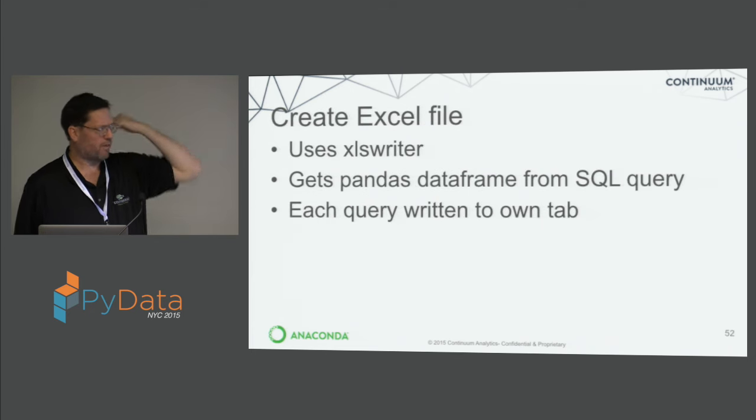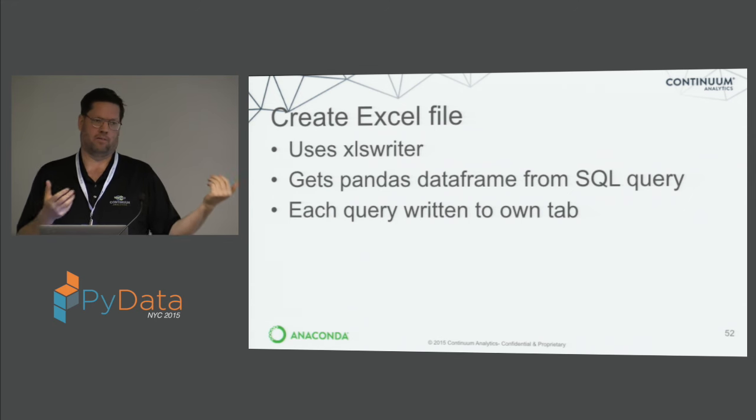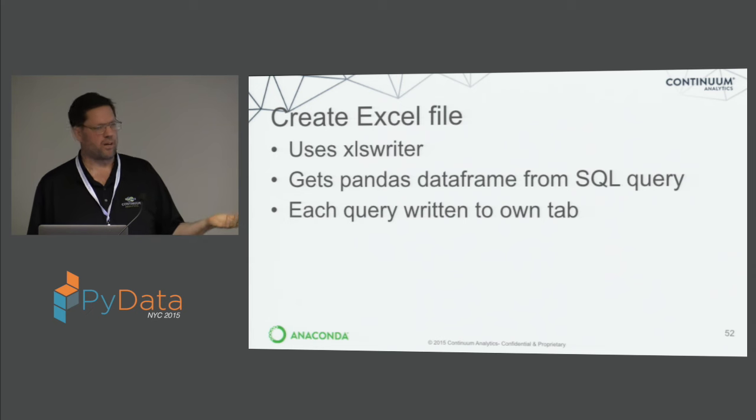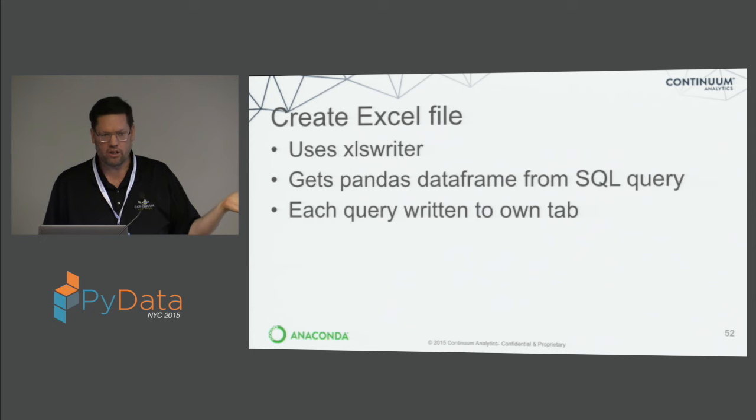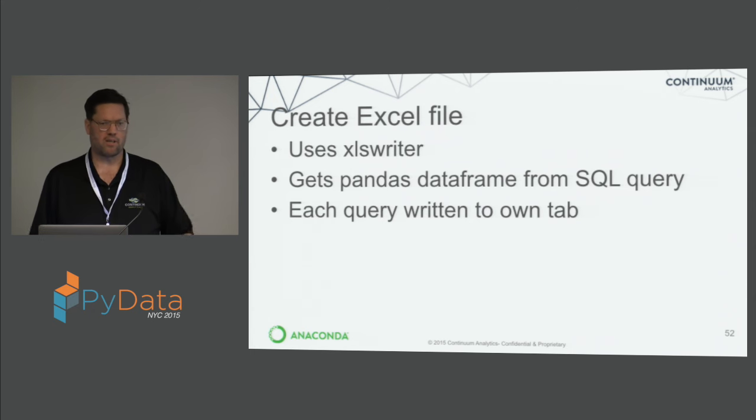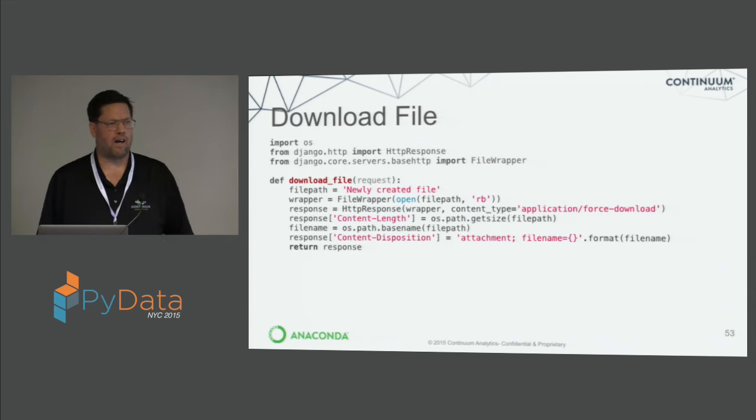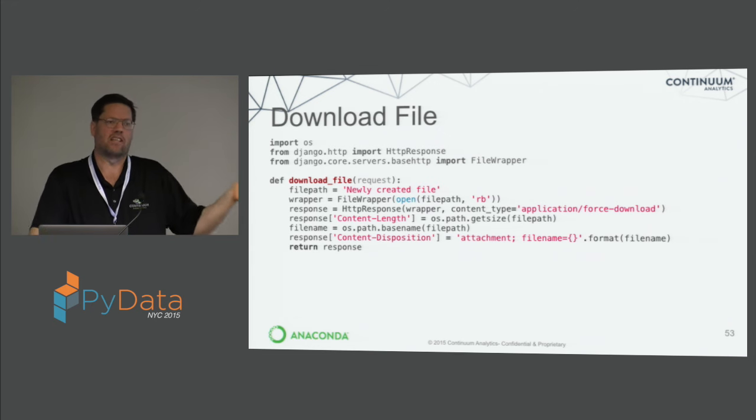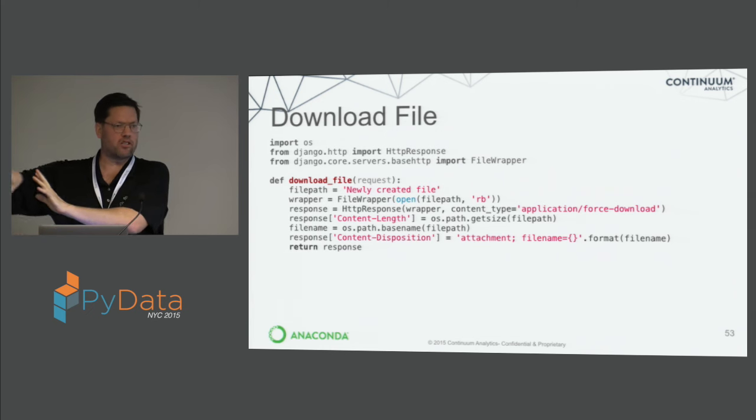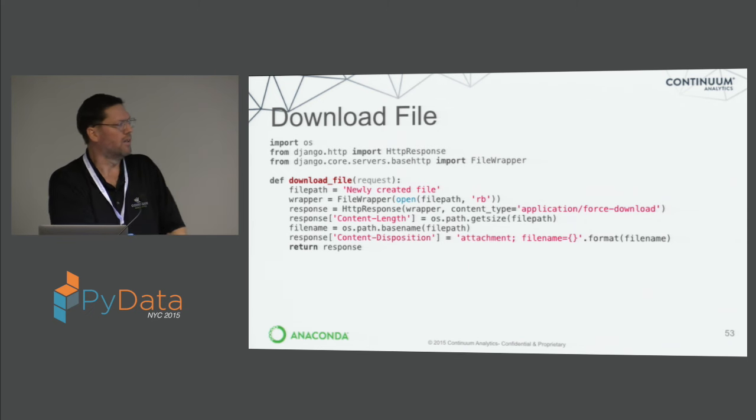Okay, so to create an Excel file, we used XlsxWriter and then pandas. So basically we created a pandas data frame and then wrote each query to its own tab, creating an Excel file. I don't have the code here. It's pretty straightforward as far as XlsxWriter: you use the add table function into a worksheet. But the download file, I want to show you this because this actually is within Django. That was just a separate function to create the Excel spreadsheet, but we would call that from Django.